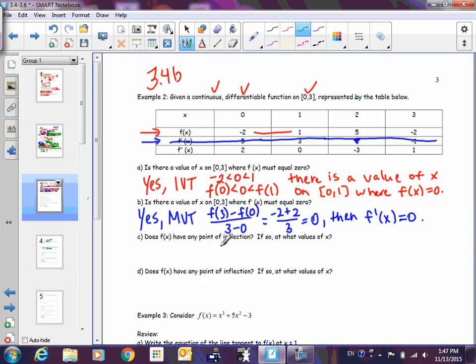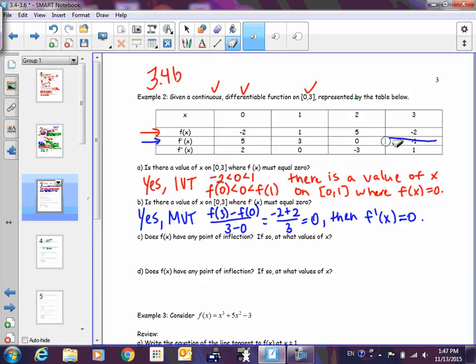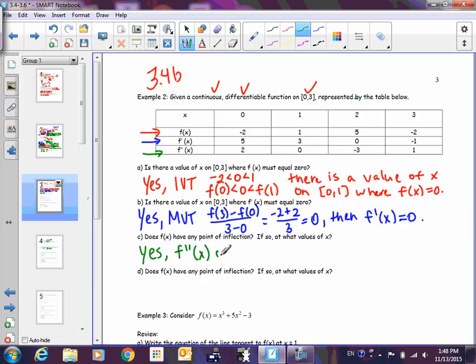Okay, C, does f of x have any point of inflection? And so I'm going to go back and erase this stuff because we may need it. Point of inflection. What does point of inflection mean? And let's look at f double prime here. What would have to happen with f double prime? We would have to change signs. Does f double prime change signs? Yes. So let's write it. Yes. F double prime of x changes signs.